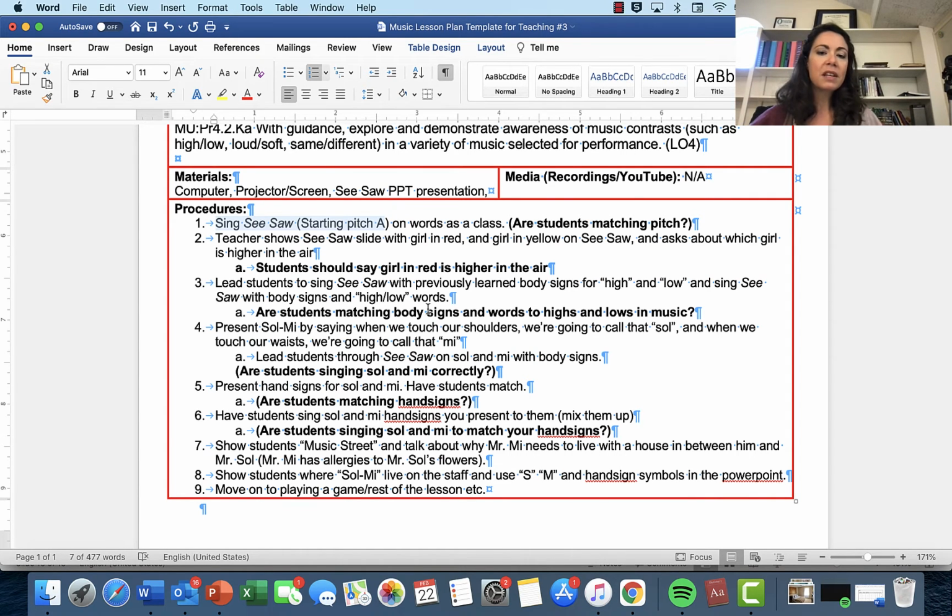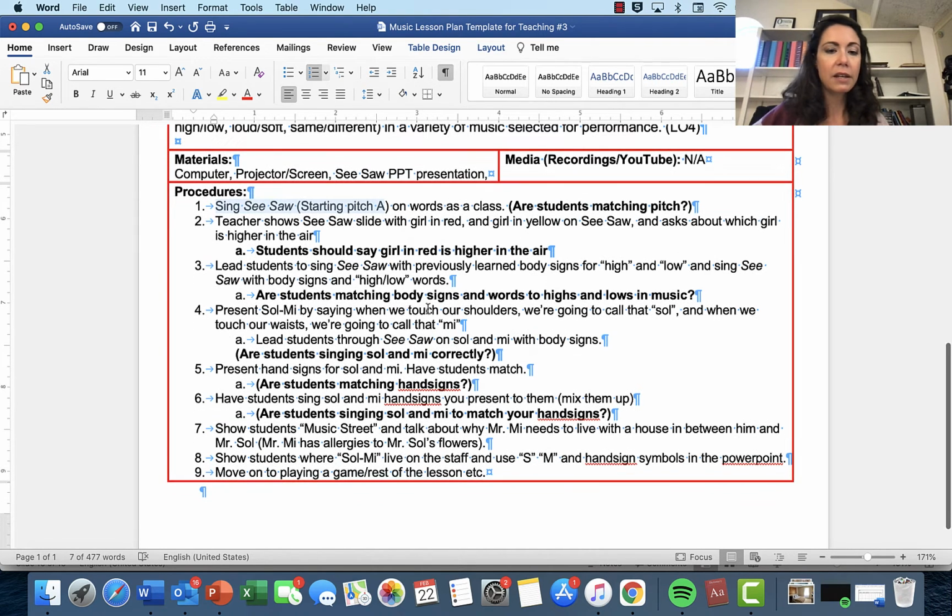And then I present it: when we touch our shoulders, we're going to say so. When we touch our waist, we're going to say me. It's so and me instead of high and low. Let's do it. Are you doing it? And then present the hand signs for so and me. Have the students match the hand signs. Are you matching them? And then mix them up. Me, so, me, so, something like that. And not sing with them.